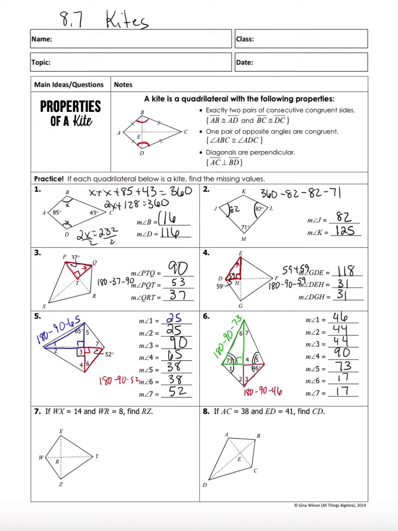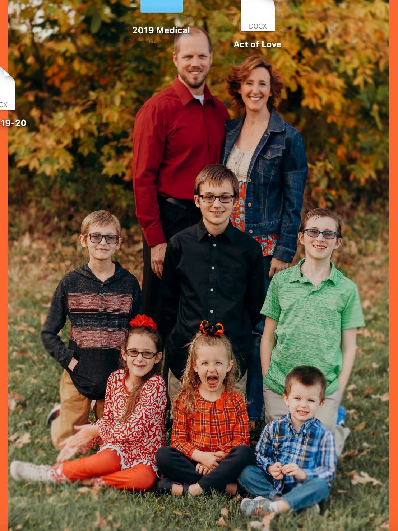All right, so numbers 1 through 6, that was pretty much all angles. Now we'll look at number 7, look at some sides. Okay, it says WX is 14, WR is 8. Oh, I don't know why I wrote 18. Find RZ. Well, we know that RZ and RX are congruent. Okay, only one of those is bisected there. So only this diagonal is bisected.